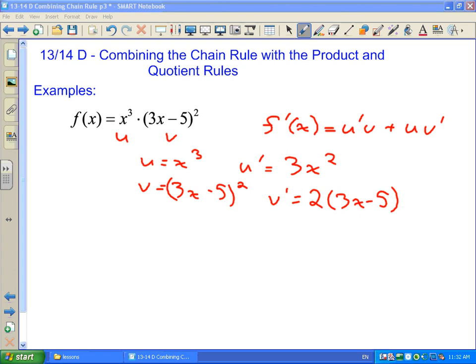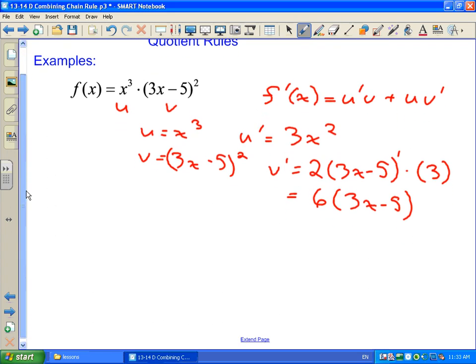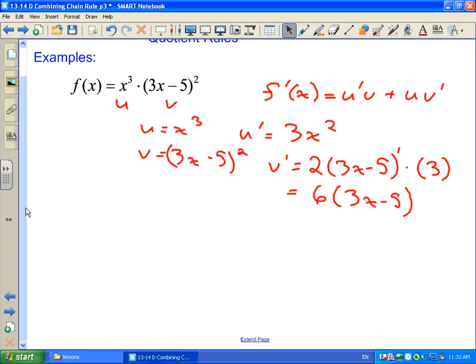Exactly. So we bring the 2 down out in front, so we get 2 times what's inside, or the inner function stays the same, and then we have to multiply this whole thing by the derivative of the inner function, which is just going to be 3. And as we bring that 2 down, we subtract 1 from the exponent, leaving us with an exponent of 1 up there, which we sometimes don't write. So we can clean this up a little bit by multiplying the 2 and the 3 to get 6 times (3x minus 5).